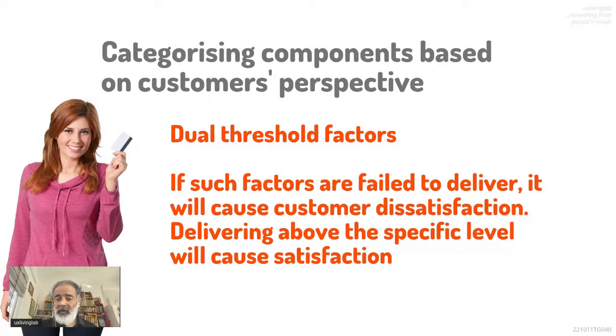Then the next one, dual threshold factors. What is it? If such factors fail to be delivered, it will cause customer dissatisfaction. Delivering above a specific level will cause satisfaction. You understand it again or read it again. If you are not delivering those factors, it causes customer dissatisfaction. Delivering above the specific level will cause satisfaction. So there is a two-way effect.